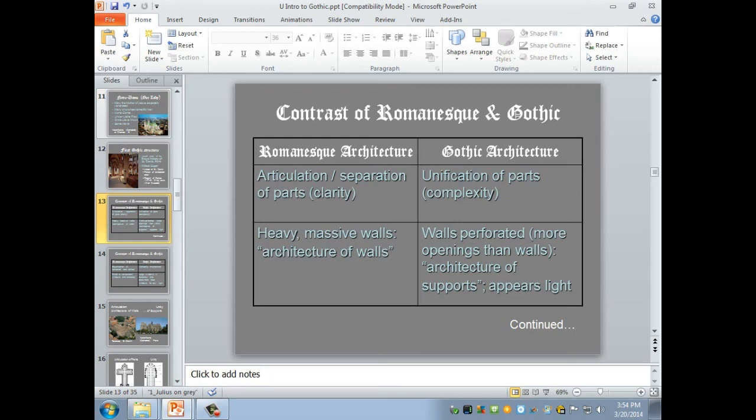It's sometimes said that the Gothic is the architecture of supports, rather than solid walls, and it appears to be light. I one time said to somebody it was light, and they said, "What do you mean? It's all made of stone." Of course it's not really lightweight, but it gives you that feeling. And, of course, light penetrates through those openings and penetrates through those stained glass windows.